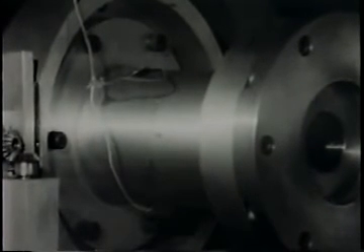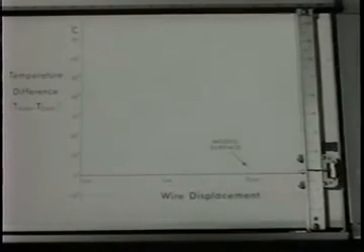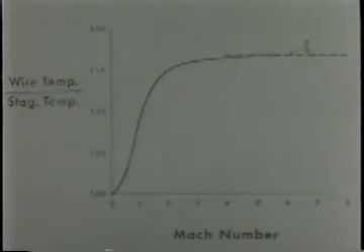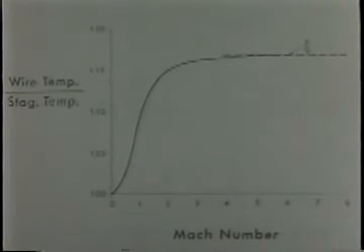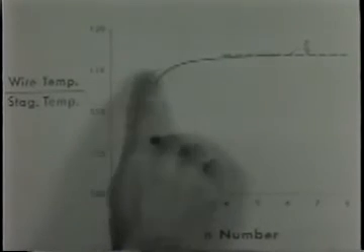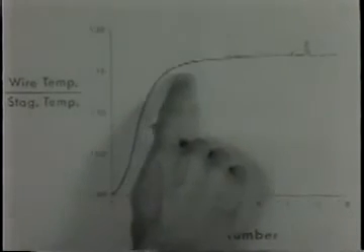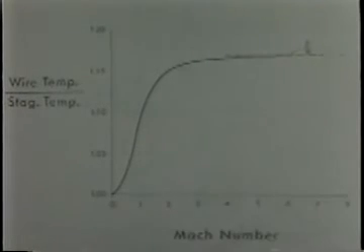To help us interpret the results, this curve, which is calculated from kinetic theory, shows how the wire temperature changes with Mach number in free molecule flow. The striking result is that the wire temperature turns out to be higher than the stagnation temperature by a ratio which approaches 7/6 for very high Mach numbers. Therefore, as the wire goes downstream through the shock wave, moving from supersonic to subsonic flow, its temperature should fall.